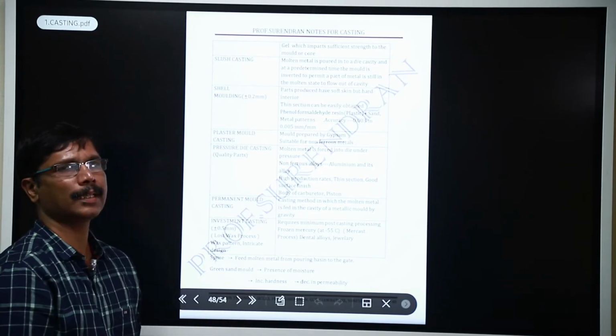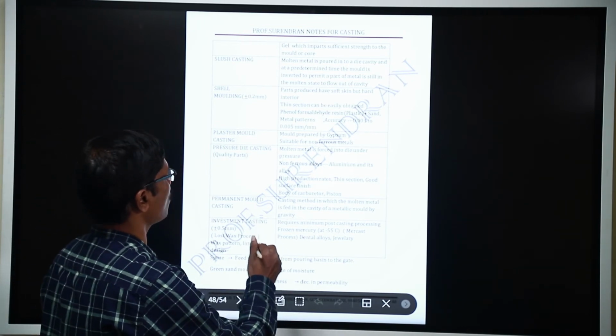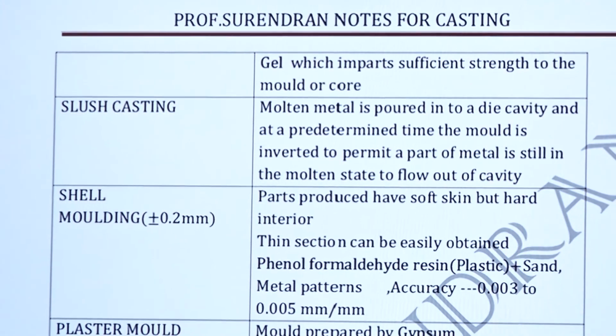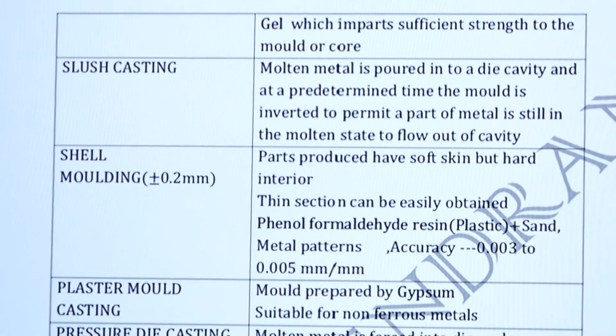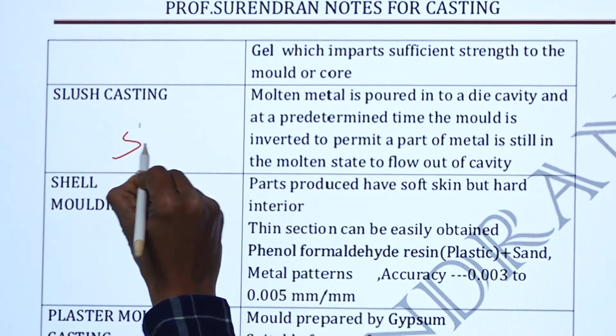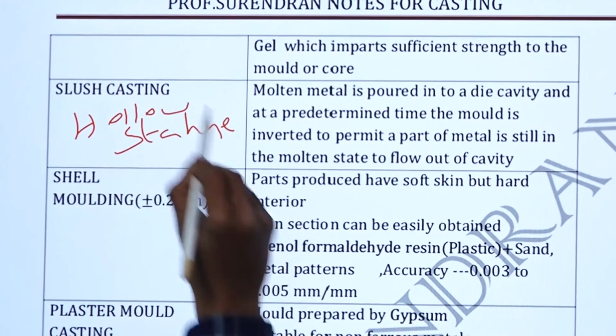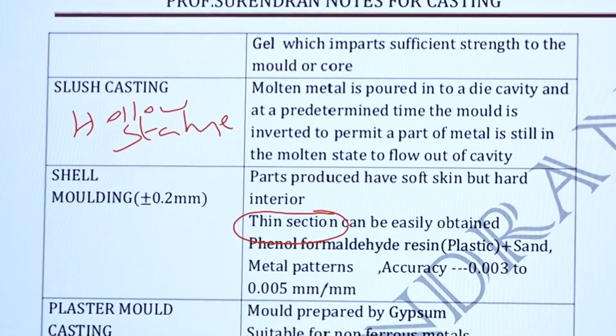Slush casting is used to produce statues, hollow statues like that. In shell molding, thin sections can be manufactured. So this is for statues, hollow statues can be produced, and with shell molding thin sections are produced.